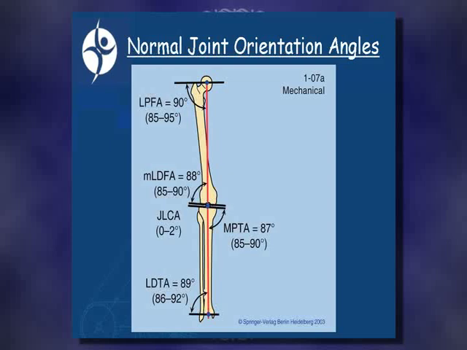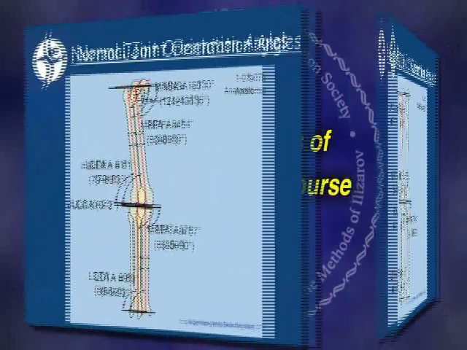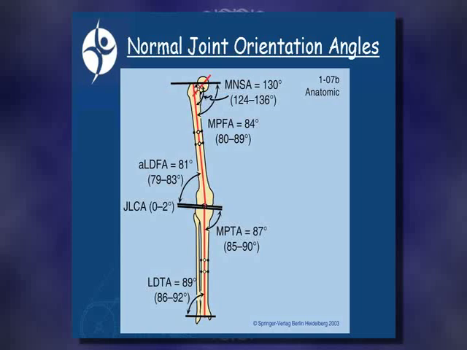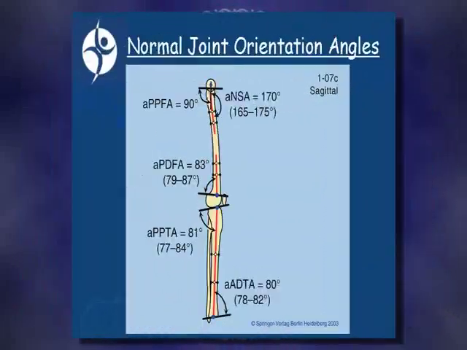The little small m in front of the LDFA refers to mechanical. This is a mechanical LDFA. On the next slide, I'm going to show you the little a before LDFA. That refers to anatomic LDFA. And you can't mix and match these. You can't measure proximally with a mechanical line and distally with an anatomic line. You've got to use one system or the other.